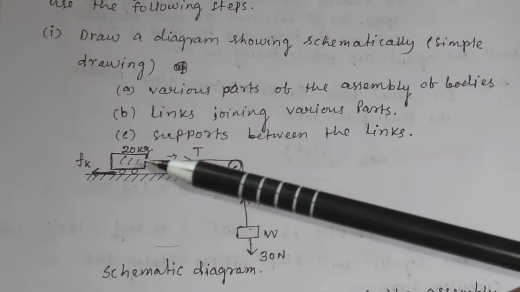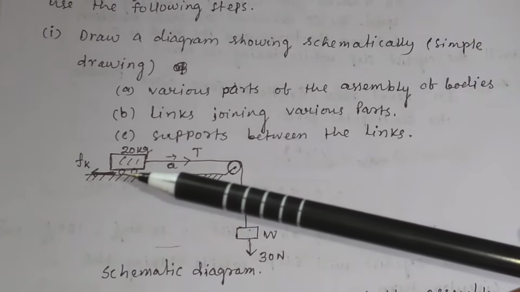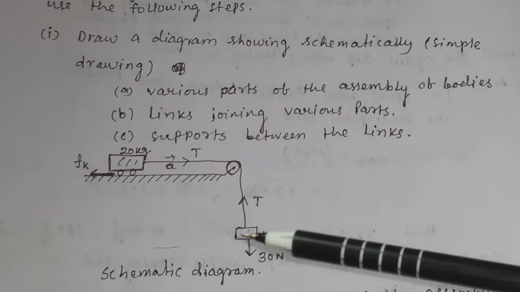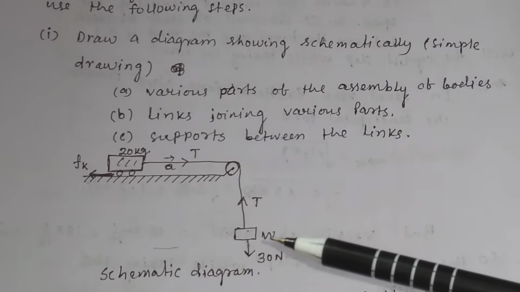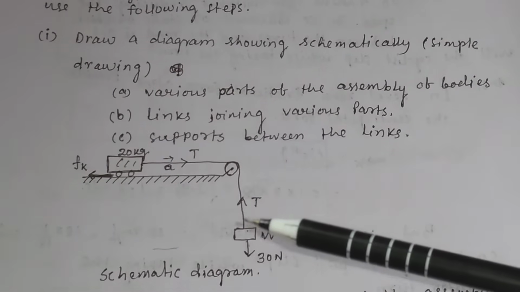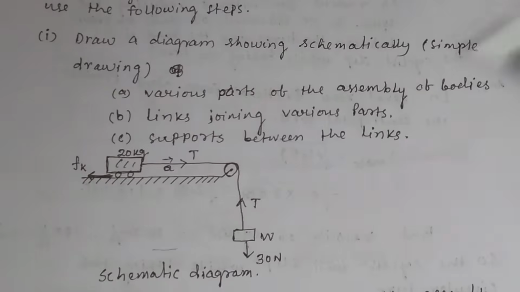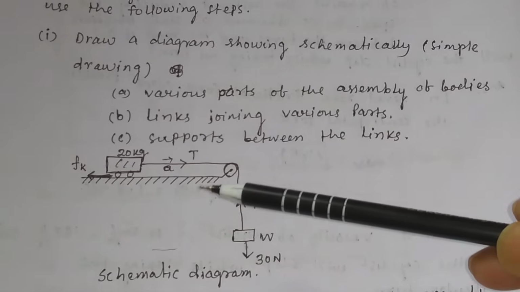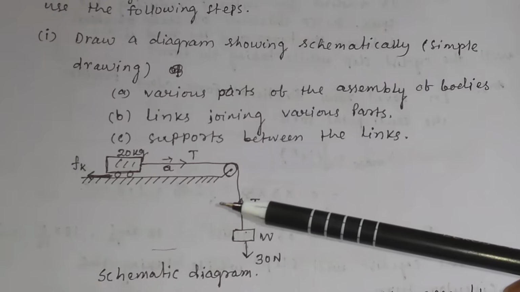The problem is a 20 kg mass, or 20 kg wheel, on the surface, and on the other part of the system you have a weight of mass 3 kg, and they are attached by means of a string, and the string is supported by a pulley. So all this problem you should show by means of a schematic diagram, or simple diagram.